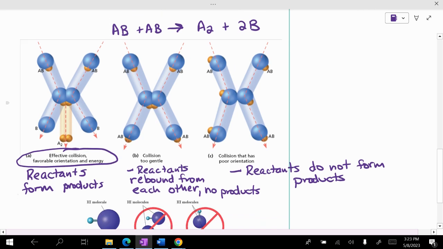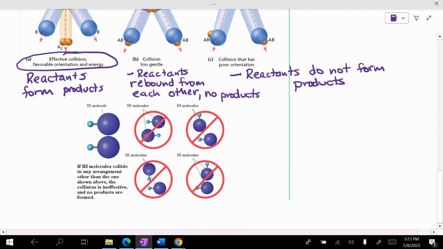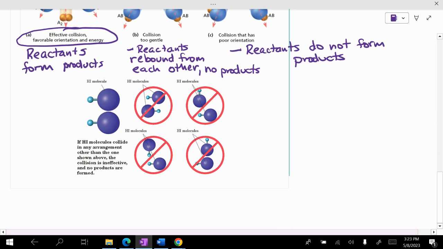If we look at this in terms of an actual reaction with hydrogen iodide molecules colliding, the only way that products are formed is if you have this orientation on the left right here. This is the only orientation that would result in the formation of products. Any of the other orientations on the right will not form products. You still have to have sufficient energy also, but you have to have the correct energy.